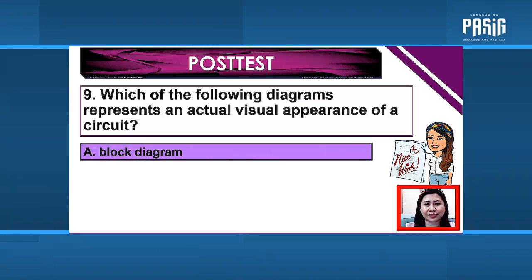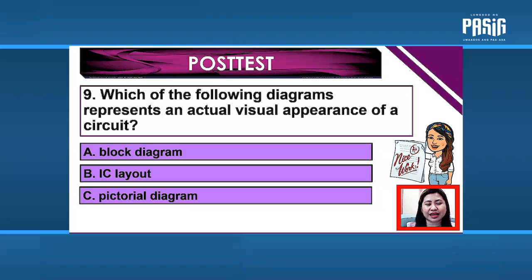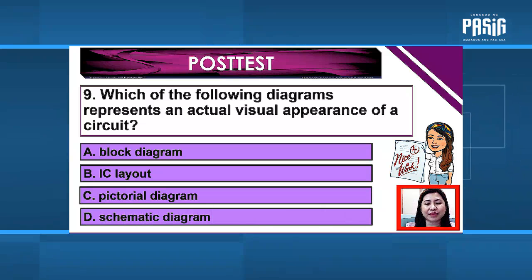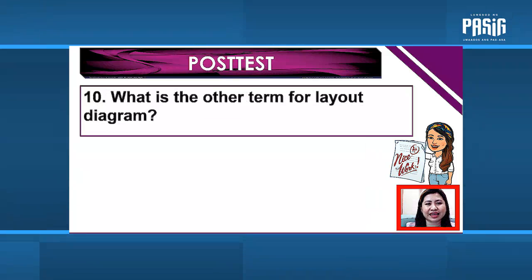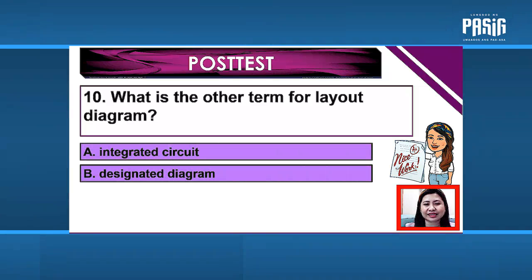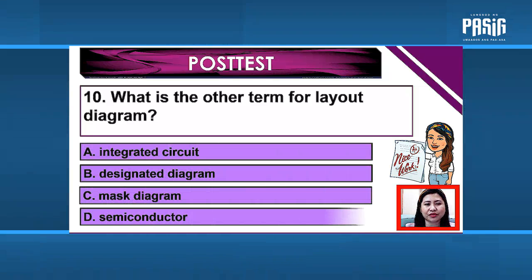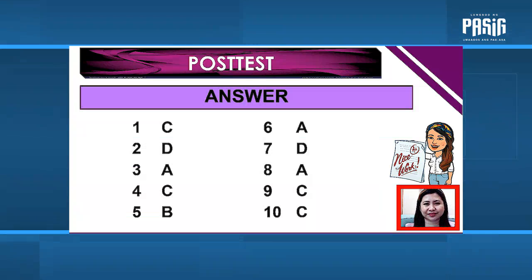A. Block diagram. B. IC layout. C. Pictorial diagram. Or D. Schematic diagram. And for the last number, 10. What is the other term for layout diagram? A. Integrated circuit. B. Designated diagram. C. Mask diagram. Or D. Semiconductor. Now let us see if all your answers are correct.